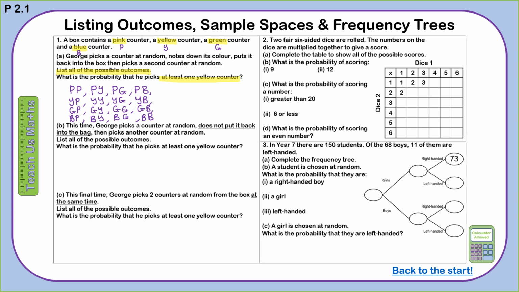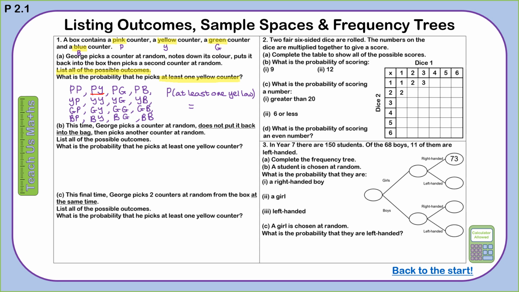So now that we've found all of the outcomes, there are 16 in total, we can now work out the probability of picking at least one yellow counter. So we do this by counting how many of the outcomes have at least one yellow counter in them. So along the first row, we have got pink and yellow, there's one outcome with at least one yellow.